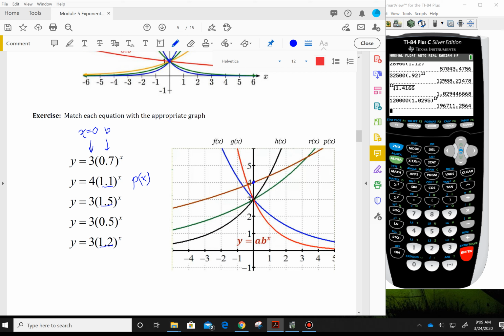And so when I'm looking at these, both h of x goes through (0, 3), and r of x, this green one. And notice that h of x is steeper, so that has to be the one with the larger base. This would have to be the graph of h of x, while this one would have to be the graph of r of x.